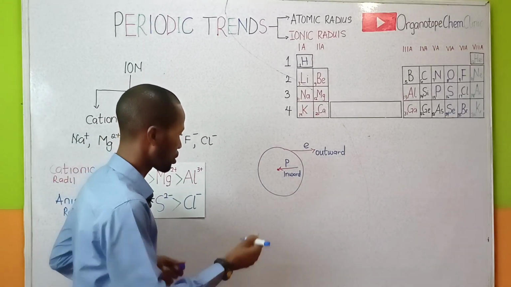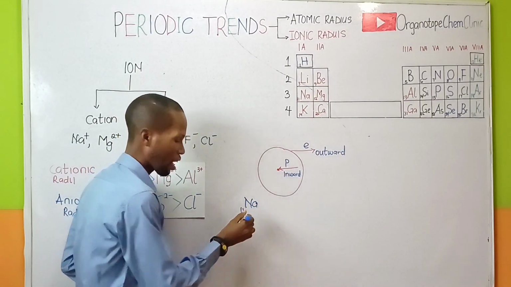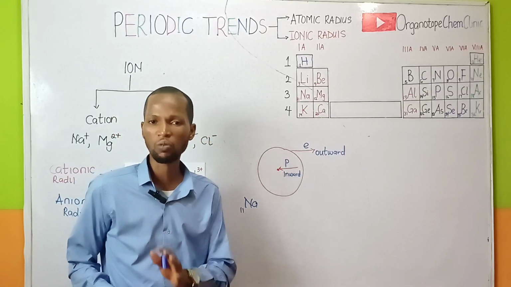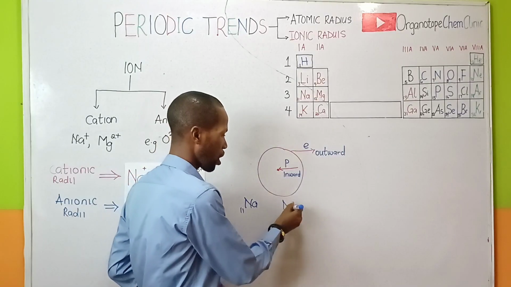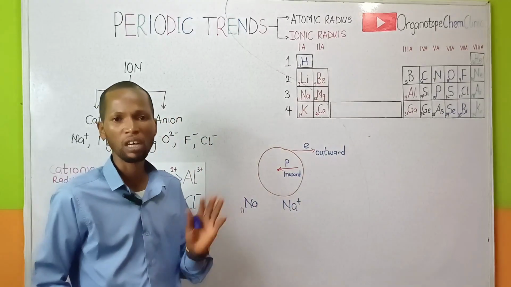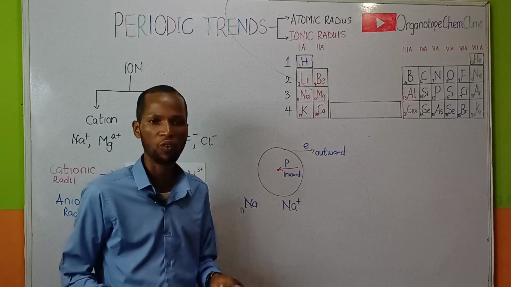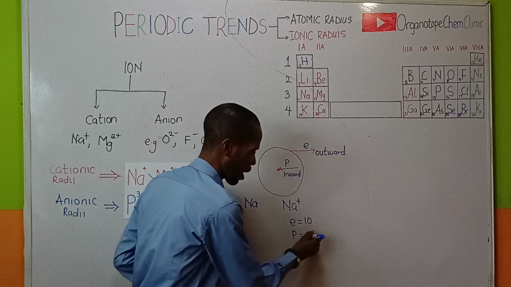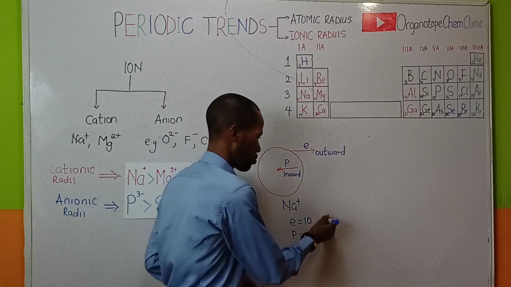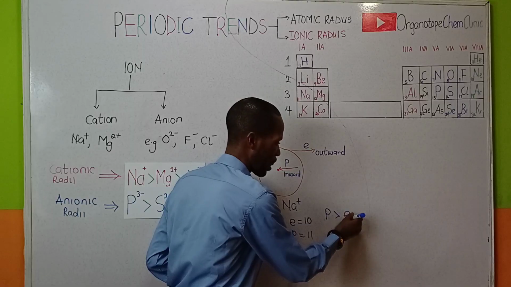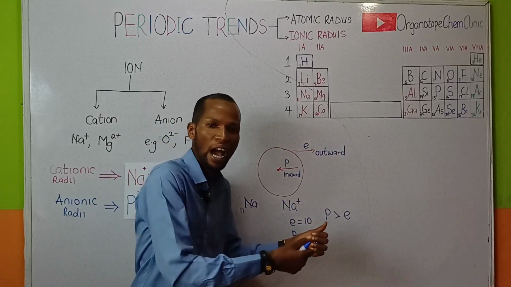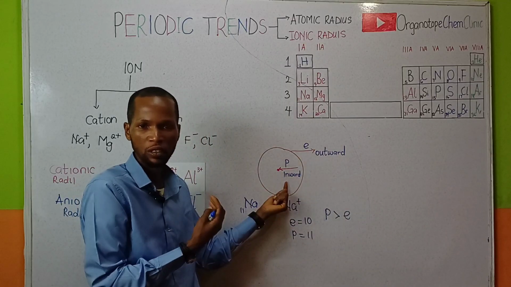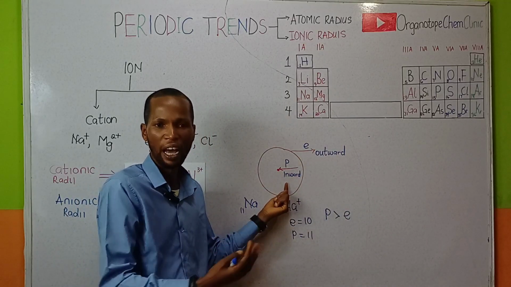Now, for example, in sodium atom, we have the atomic number 11. In sodium atom, the atomic number is equal to the electron number. But in sodium ion, the atomic number is not equal to the electron number because we have loss of 1 electron. Therefore, the electron number equals 10, while the proton number is 11. So in this case, the proton number is greater than the electron number. Therefore, we have a pull inward towards the nucleus. When there is a pull towards the nucleus, it causes a reduction in the ionic radius.